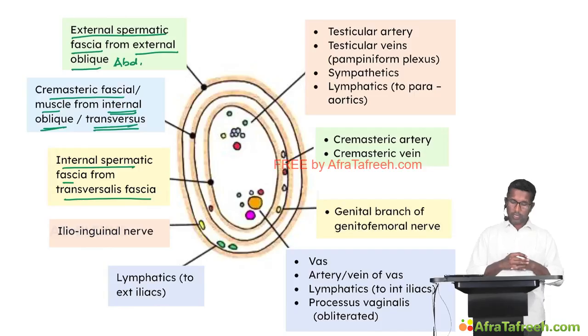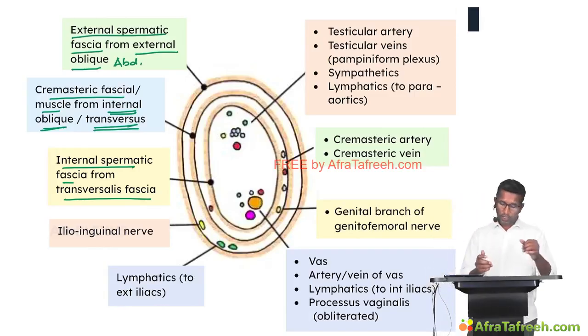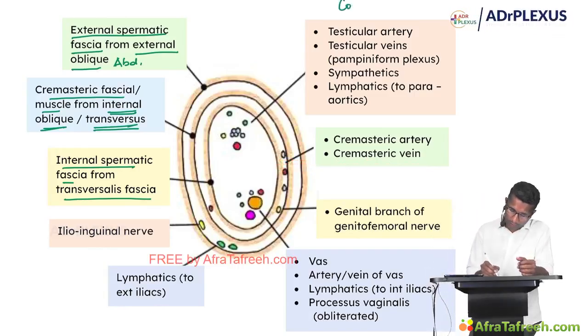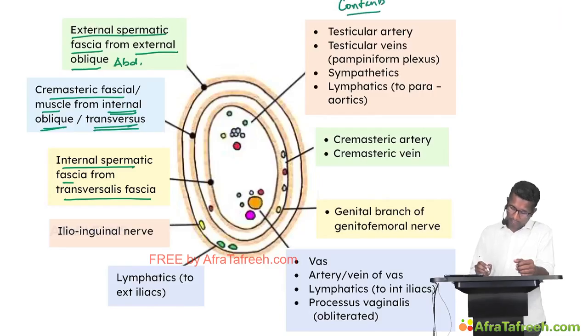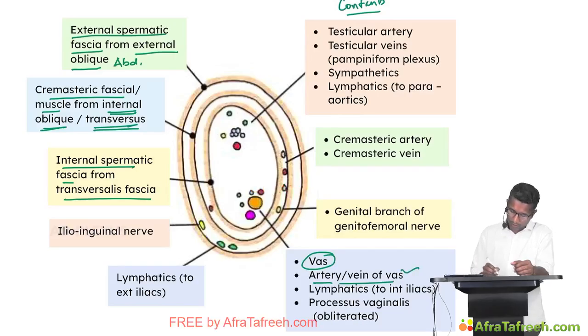So these are all the coverings of the spermatic cord. Now what are the contents of the spermatic cord? You should know the contents of the spermatic cord. The main content of the spermatic cord is the vas deferens, guys. Along with the vas deferens, you have the artery and vein to the vas deferens. This is the artery to the vas deferens, and adjacent to that are the veins and the lymphatics.